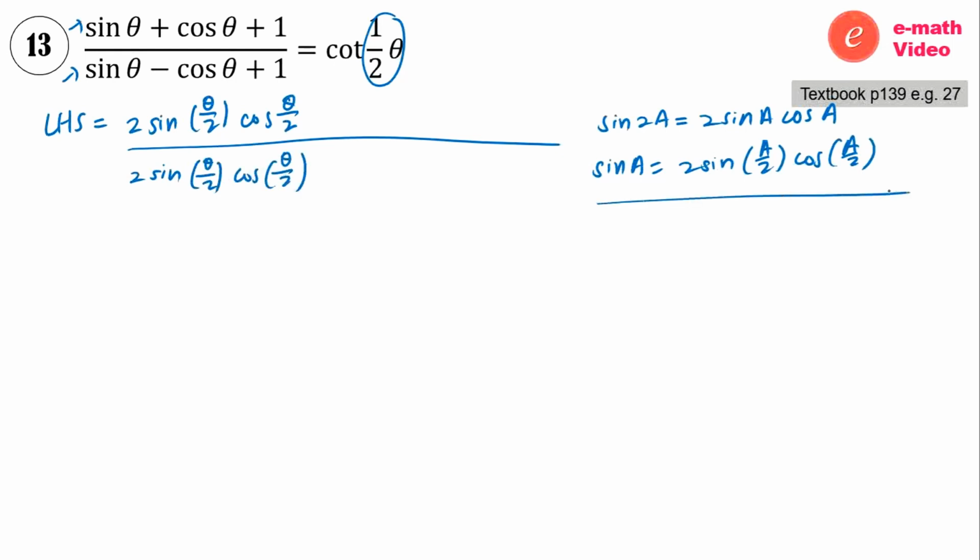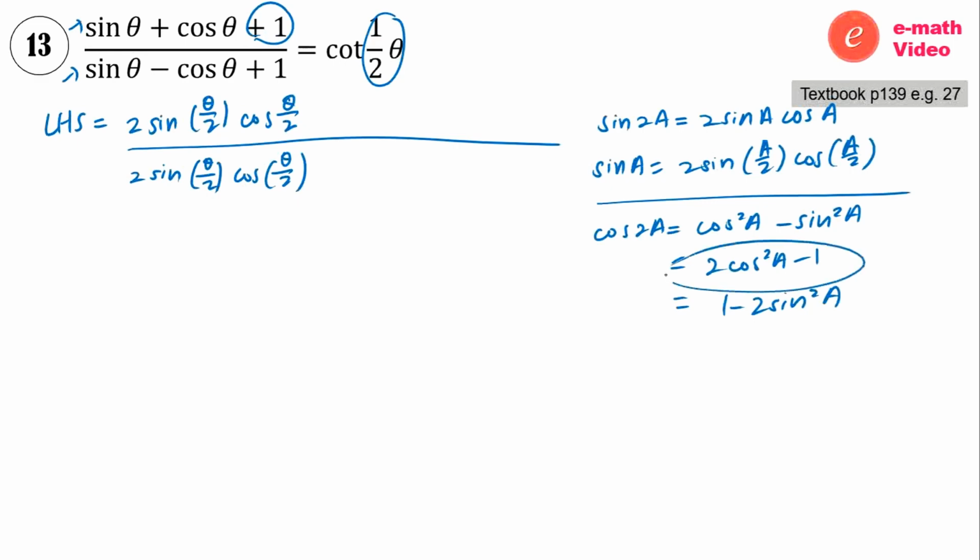Okay, then for cos we have 3 formulas, right? Let me write it for you. Cos 2a equals cos square a minus sine square a equals 2 cos square a minus 1 equals 1 minus 2 sine square a. And which one to choose? As you can see on top we have a plus 1, we have a positive 1 here. And on the right hand side we don't have any constant, meaning we need a negative 1 to cancel out with this positive 1. So I will choose the second one.